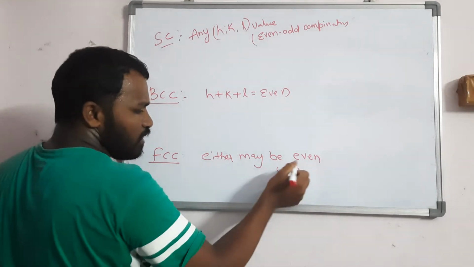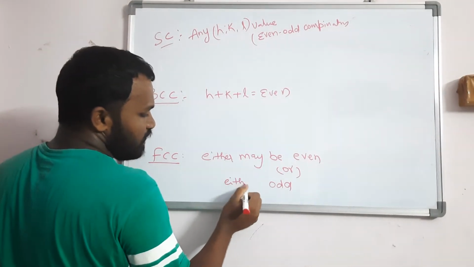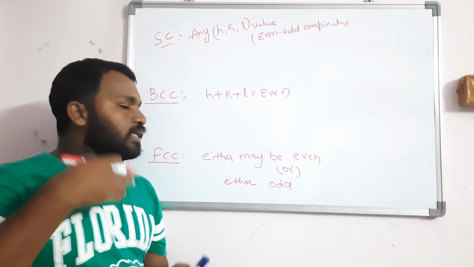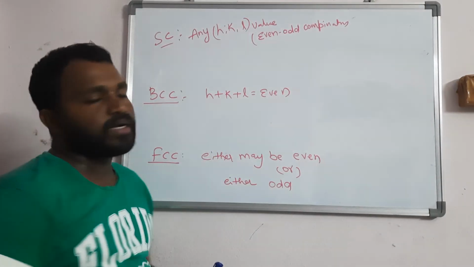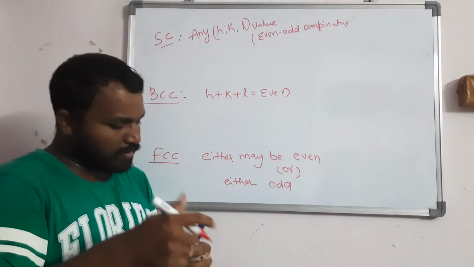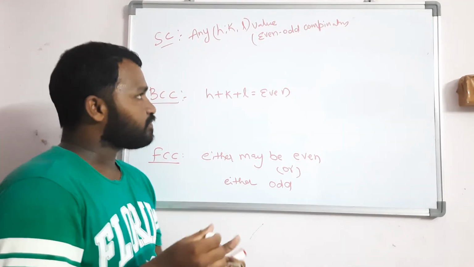Either even or either odd. But even-odd combinations are not possible. Either all may be even or all may be odd. So the even-odd combinations are not possible for the HKL values. I will explain how the values are like that.